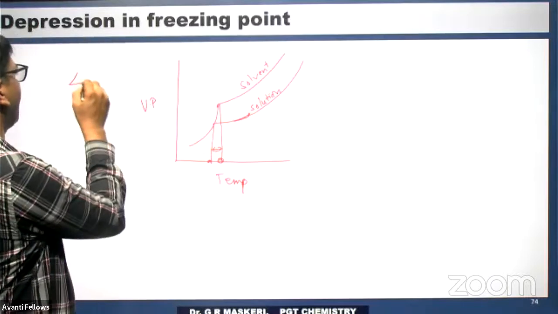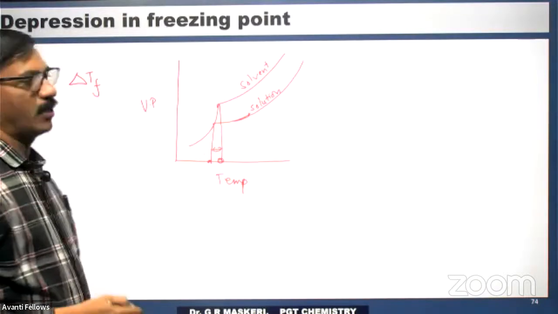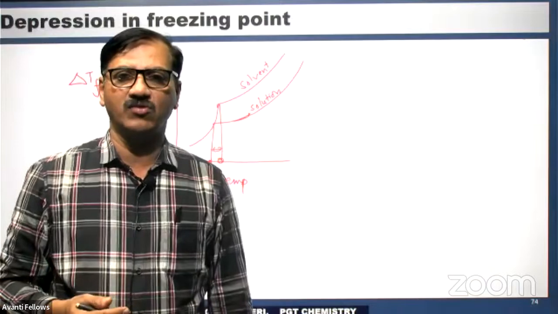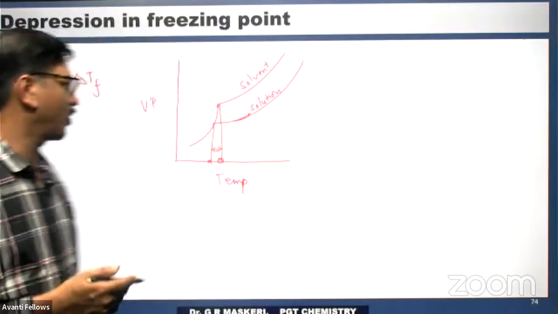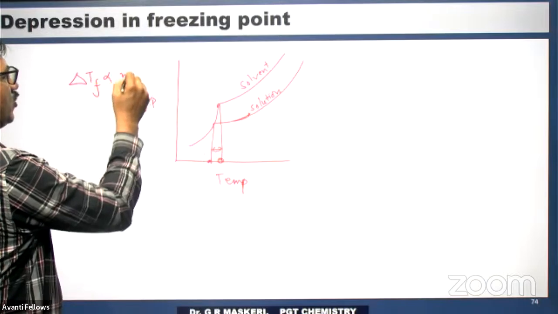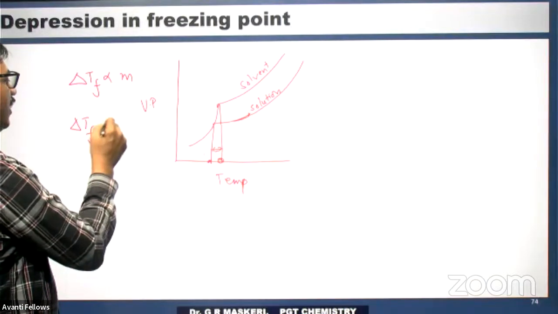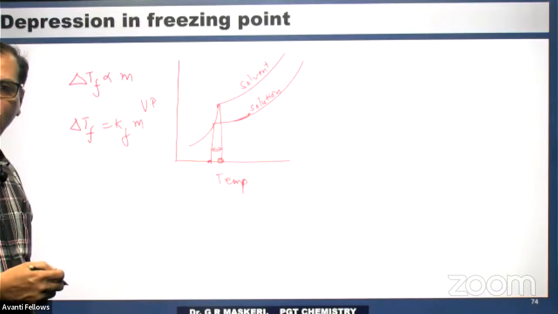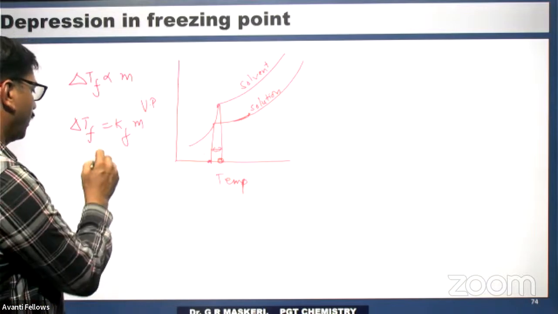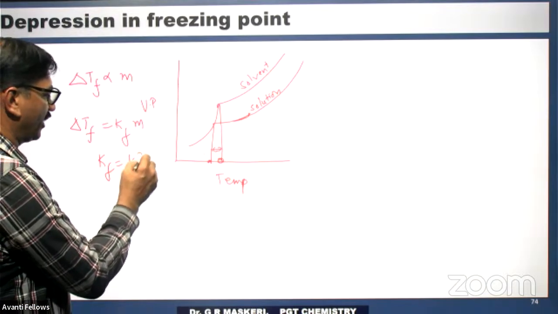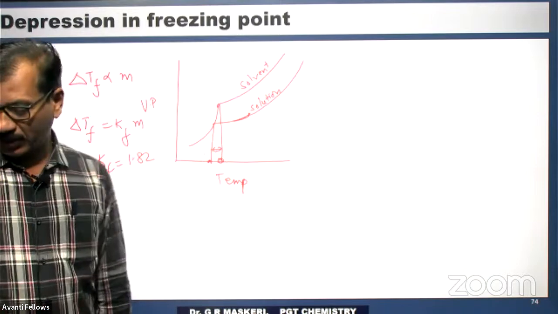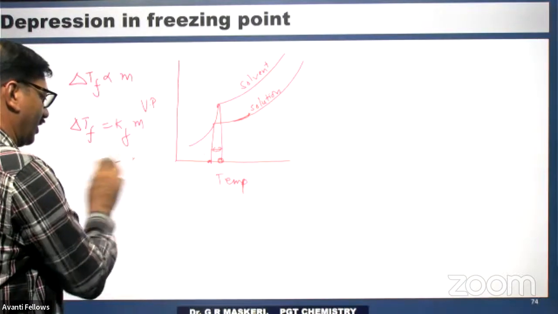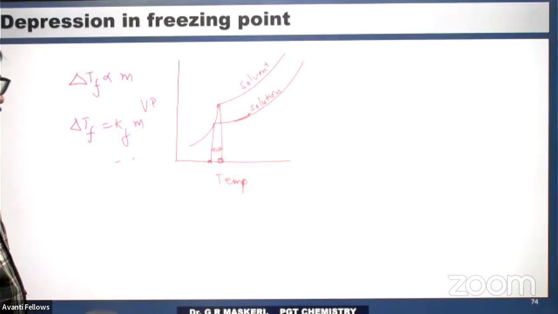This difference is called delta TF, the depression in freezing point. Again, the same logic: delta TF is a colligative property which depends upon the number of particles, therefore it is directly proportional to molality. Delta TF equals KF into molality. KF is the cryoscopic constant or molal depression constant. KF for water is 1.86 Kelvin kg per mole, and this will be given in the questions.